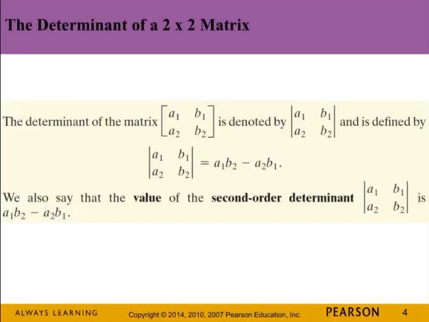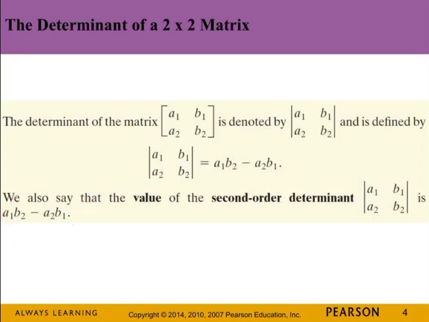So the determinant of a 2x2 matrix. The determinant of this matrix is denoted by the vertical bars right here. So this is a 2x2 square matrix. Notice these bars here, it's just two vertical bars. That means the determinant of this matrix, and we define it by A1 times B2 minus A2 times B1. We also say that this is the value of the second order determinant.